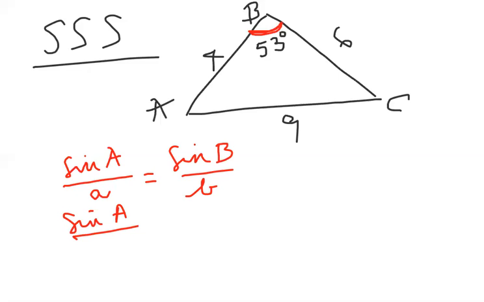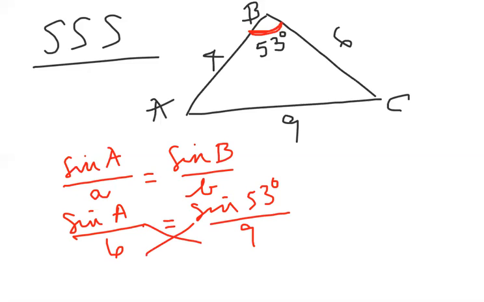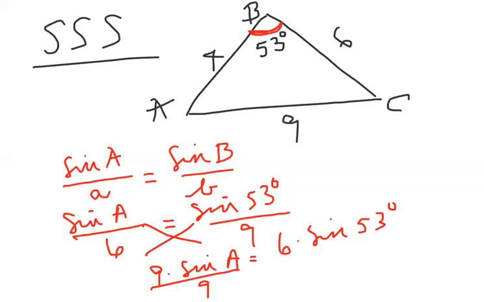The length, though, I do know what it is. It's 6. And then sine of 53 degrees over 9. So we're going to cross multiply. When we cross multiply, we get 9 times sine A is equal to 6 times sine of 53. And to solve this out, you divide both sides by 9.